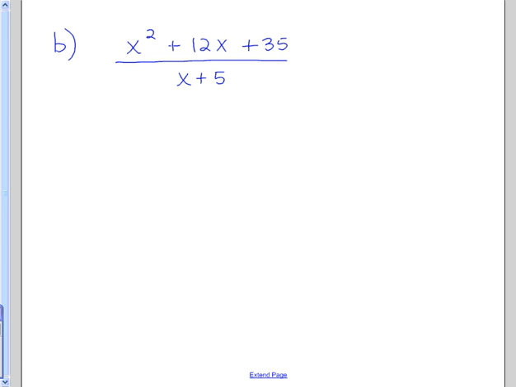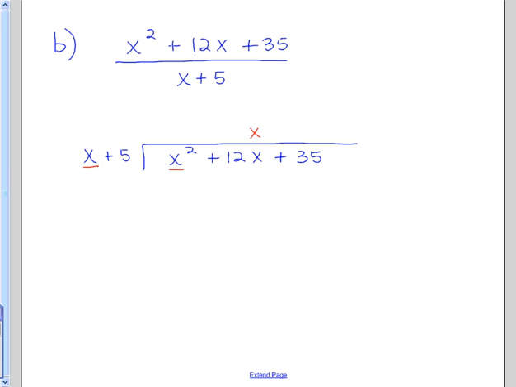x squared plus 12x plus 35 divided by x plus 5. So we would have x plus 5 divided into x squared plus 12x plus 35. So the first thing I'm doing is looking at the first term in the polynomial. I want to know what times x will equal x squared.